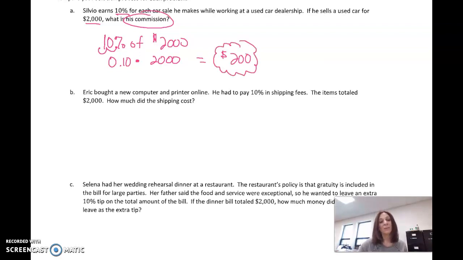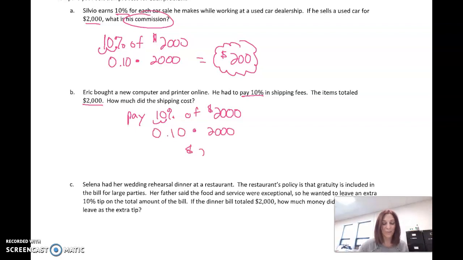Okay, let's compare that to this other example. Eric bought a new computer and a printer online. He had to pay 10% in shipping fees. The items totaled $2,000. How much did shipping cost? Well, he's going to pay 10% of $2,000. Guess what? Of means to multiply. Changes to a decimal. And guess what? He's going to pay $200.